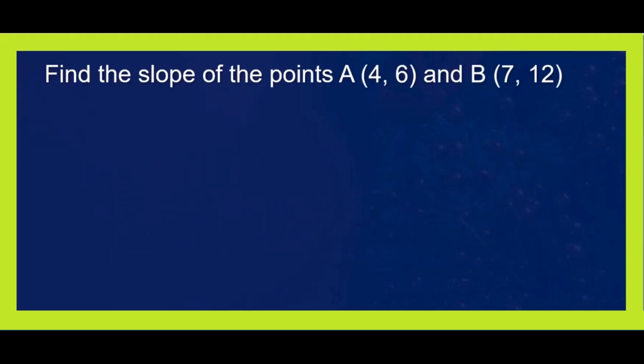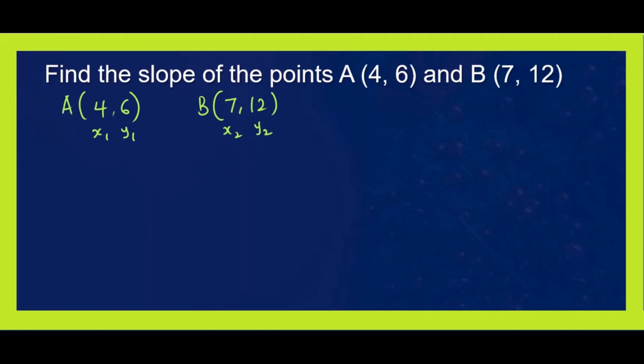In this example, we are asked to find the slope of the point A, 4, 6. In this point, the 4 is the x1, while the 6 is the y1. And for the point B, we're given 7, 12. The 7 is the x2, while the 12 is the y2. These are simply the coordinates of point A and point B.